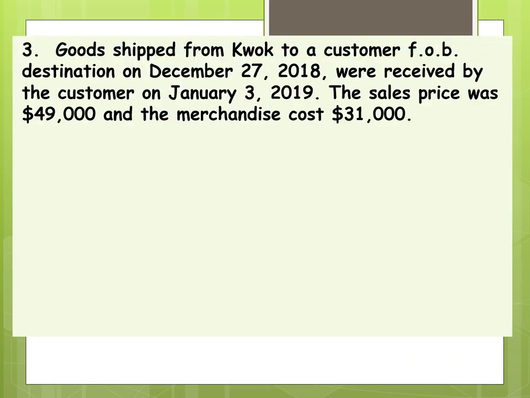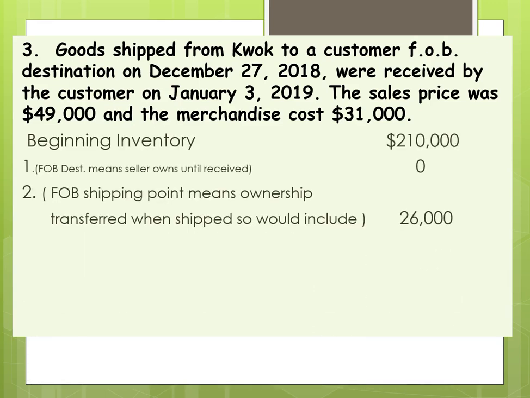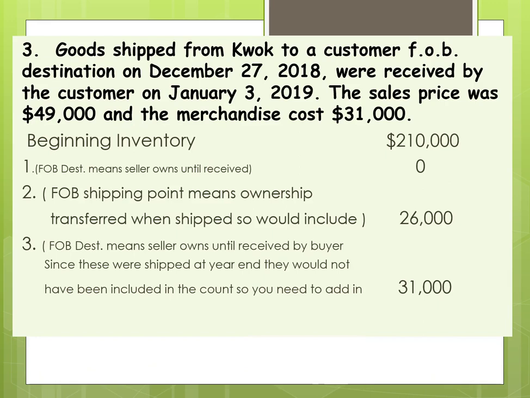Next, goods shipped from Quoc to a customer FOB destination on December 27th were received by the customer on January 3rd. What that means is that Quoc still owns it until the 3rd. So we must include that in our physical inventory.